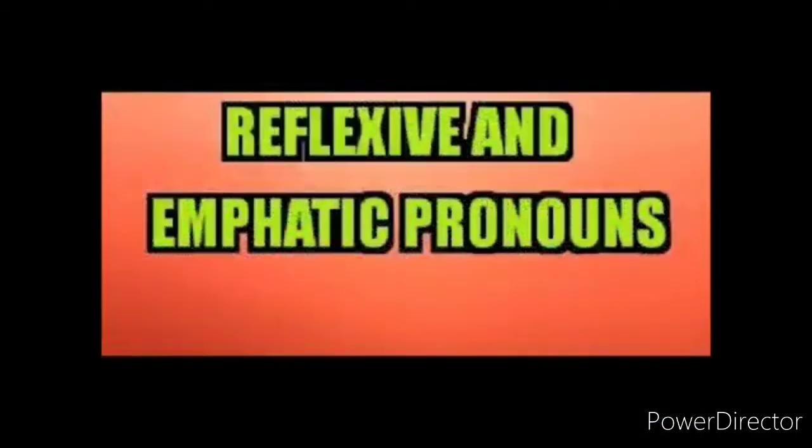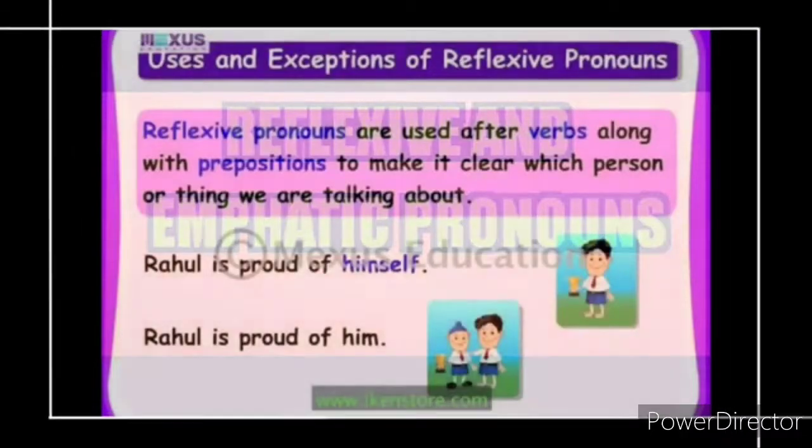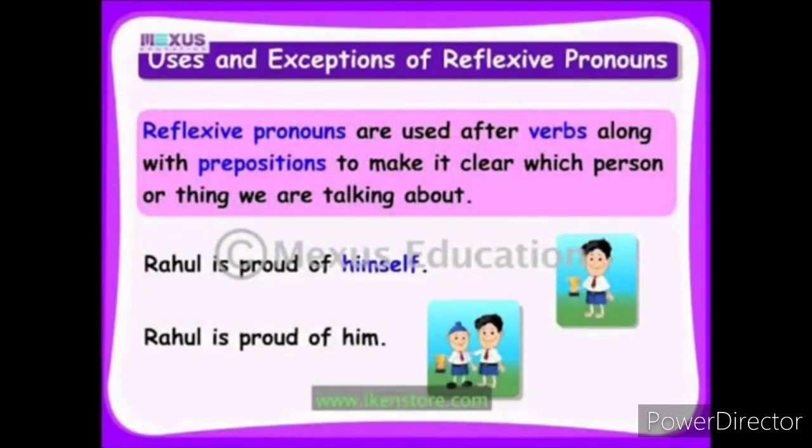Children, now let's see reflexive and emphatic pronouns. Children, look at the picture here. Reflexive pronouns are pronouns that are used after verbs along with prepositions to make it clear which person or thing we are talking about. So, look at the example given here. Rahul is proud of himself. Children, as I told you before, a reflexive pronoun is a pronoun that acts as an object of a sentence and that also follows a verb or preposition. So, in this sentence, himself is a reflexive pronoun.